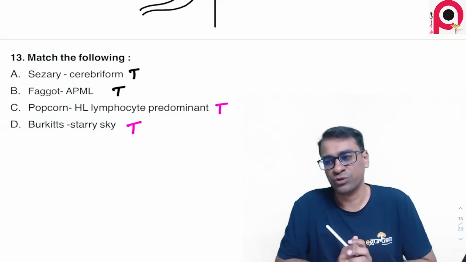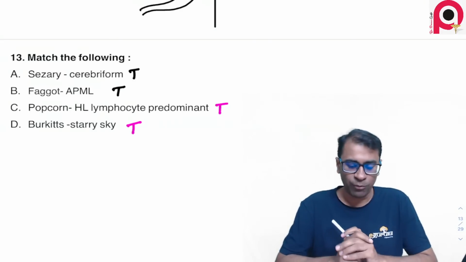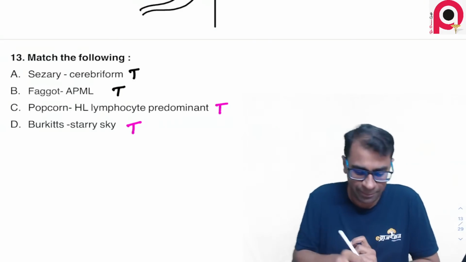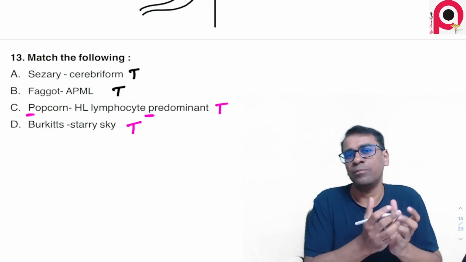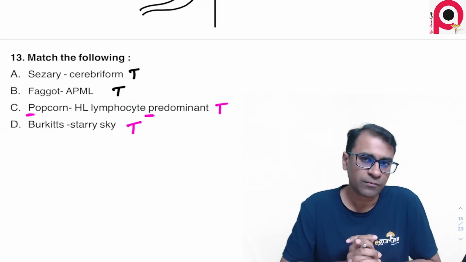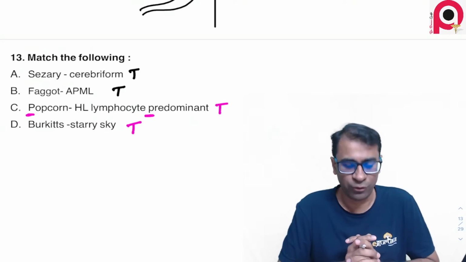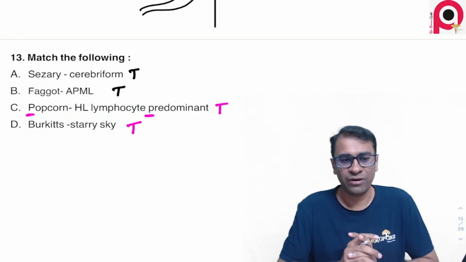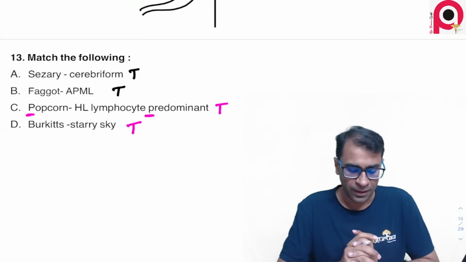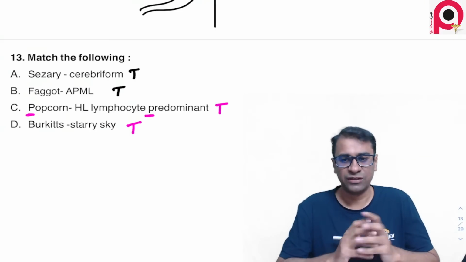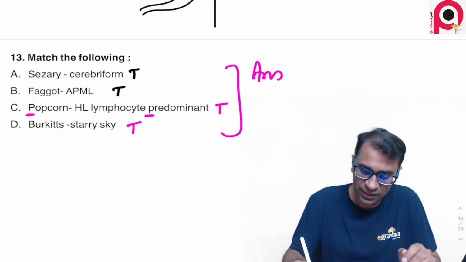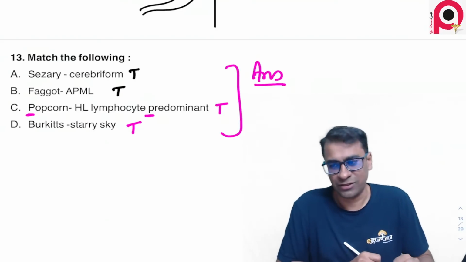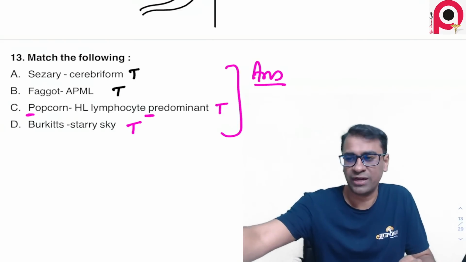And Burkitt lymphoma shows starry sky appearance. Popcorn cells, P for popcorn, P for predominant. Faggot cells are clusters of rods being seen in acute myeloid leukemia, and Sézary cells are seen in a case of cerebriform nuclei. So the right answer to this question is the same as the one arranged here. I've already arranged this in the right answer. I don't think you might have any doubt in this question actually.